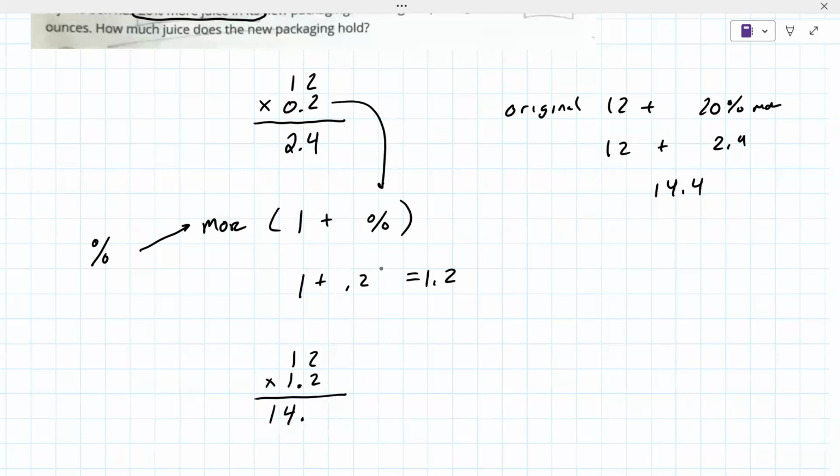Yeah. Yes. So there's two ways to calculate the new amount. You can either calculate the additional amount and then add it to the original, or you can know to take the 1 and add it to the decimal, multiply, and add it to the original. Does that make sense to you? Yeah. Okay. So, let's see here.